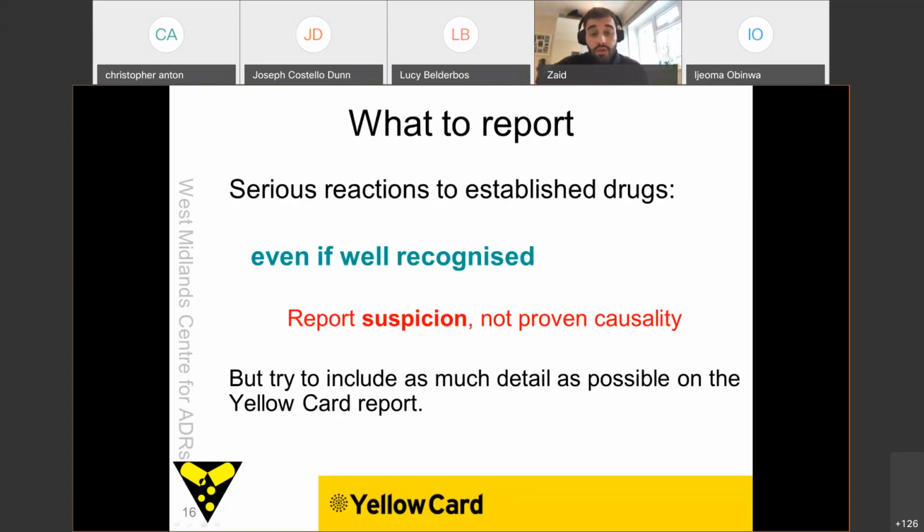But obviously, for these serious reactions, even if they were recognized, you should still be reporting them for the established drugs. But it's important to note that you should be reporting any suspicion. It doesn't have to be any kind of causality that has to occur before you make a report. The earlier, the better, really, to gather the data like that. And obviously, as Joe mentioned, and as I'll talk about in future slides about the validity of reports, you want to include as much detail as possible about the reaction so that MHRA can collect that data and process it accordingly. Next slide, please.